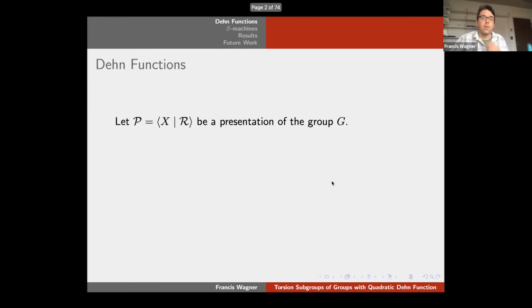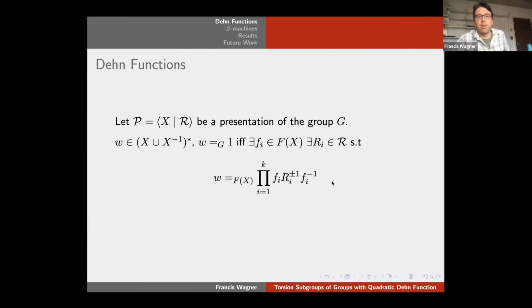All right, so a bit of background to begin with. Recall that given a group with a presentation, a word which is written in the generators represents the identity in that group if and only if there's some product decomposition of the word, which is to say that freely it is some finite product of conjugates of relators or their inverses.